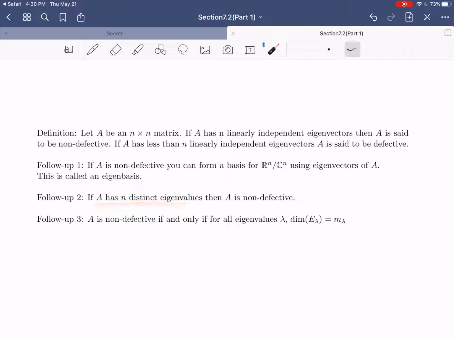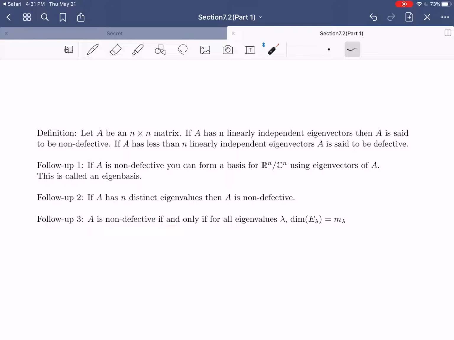Second, if A has n distinct eigenvalues, then A is automatically non-defective. We know that every eigenvalue automatically has at least one eigenvector. We just showed that each eigenvector from a different eigenvalue is linearly independent. So if you have n distinct eigenvalues, then you're automatically going to be non-defective, because each eigenvalue is going to give one independent eigenvector.